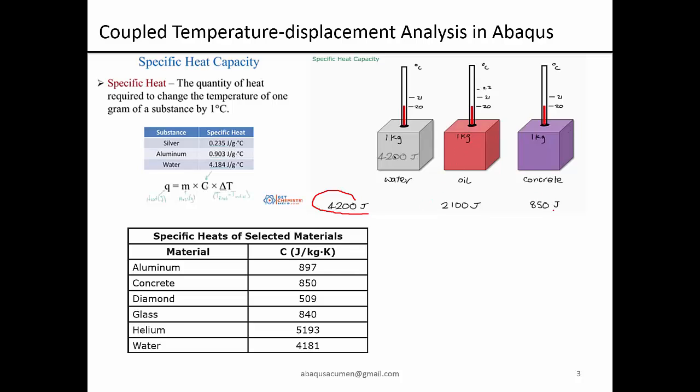And something like concrete, which is around 850, you require much less heat to raise the concrete temperature by 1 degree Celsius. So this is the term. A lot of people get fancy about this, but specific heat is simply: if you have 1 kg of mass and you want to raise its temperature by 1 degree, how many joules of energy you require. So it is joules per kg Kelvin, and for water it is 4200.